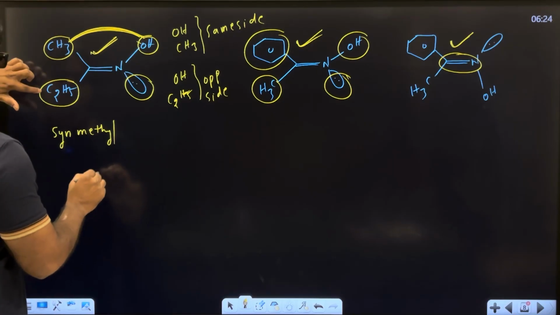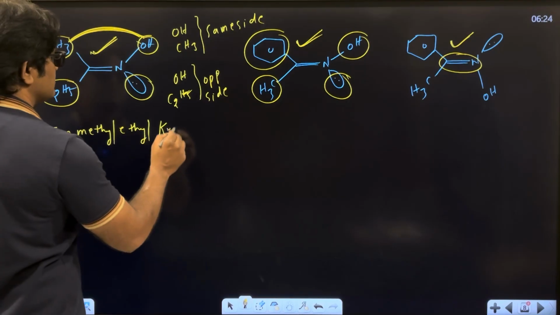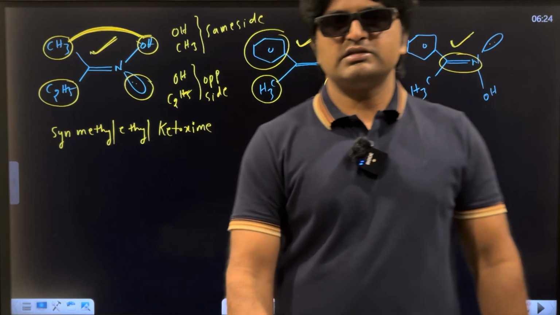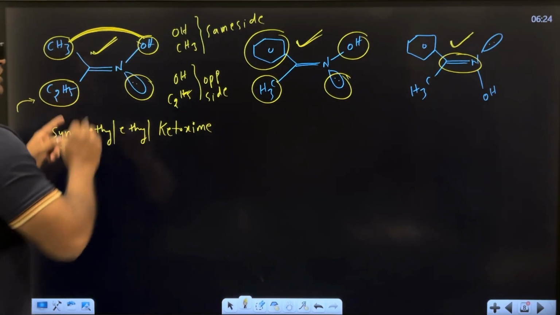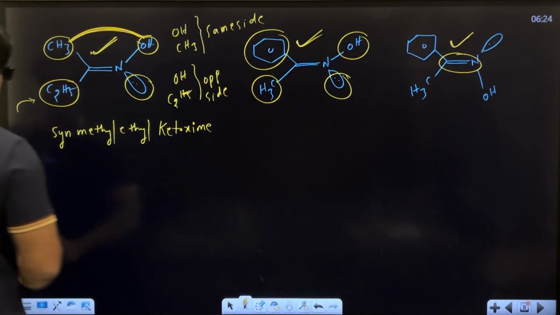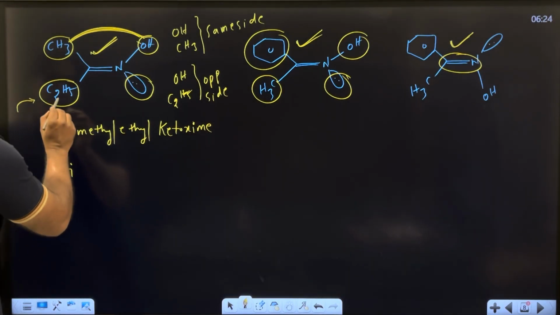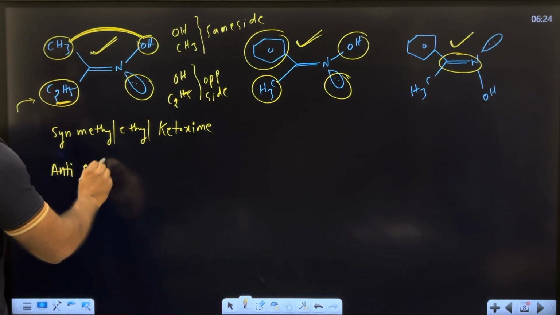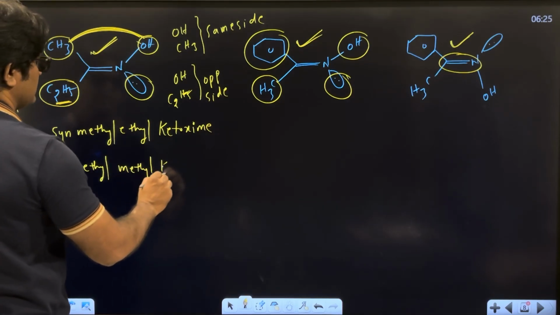syn methyl. And what is the name of this group? Ethyl. Syn methyl ethyl ketoxime. That's it. Otherwise, for example, if you start with the ethyl group, ethyl and OH, same side or opposite side? They are in opposite side. Then you start with syn or anti? Anti. Now you start with anti, but which is anti? Methyl group or ethyl group? Ethyl is anti to OH. Anti ethyl, yes. Another group is methyl, methyl ketoxime.